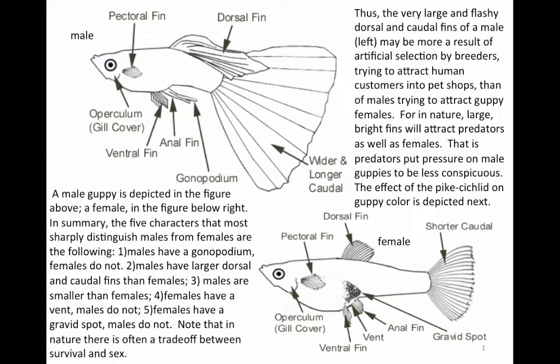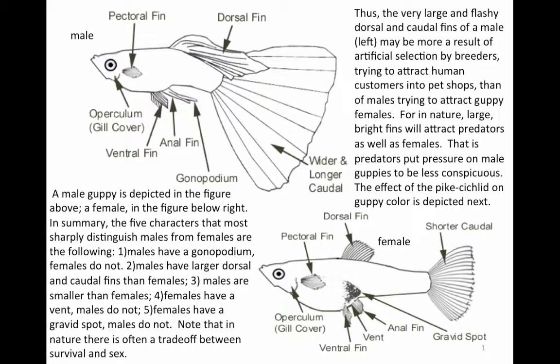In summary, the 5 characters that most sharply distinguish males from females are the following. 1. Males have a gonopodium, females do not. 2. Males have larger dorsal and caudal fins than females. 3. Males are smaller than females. 4. Females have a vent, males do not. And 5. Females have a gravid spot, males do not.